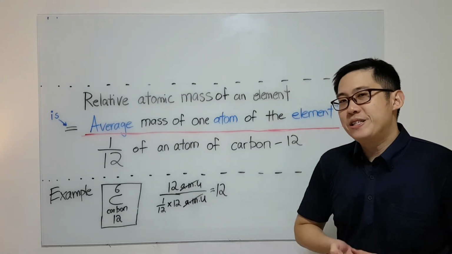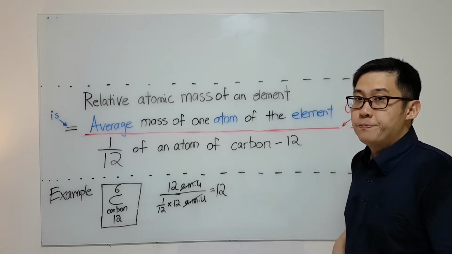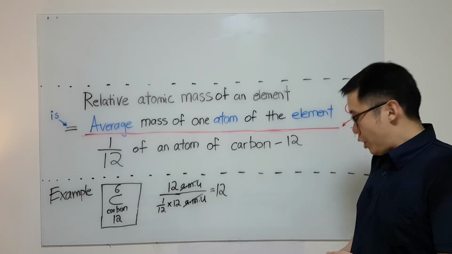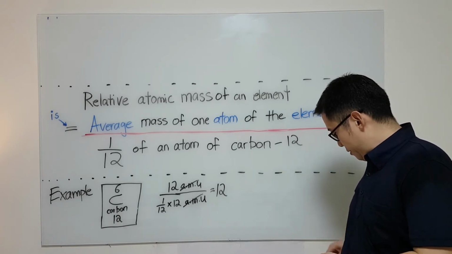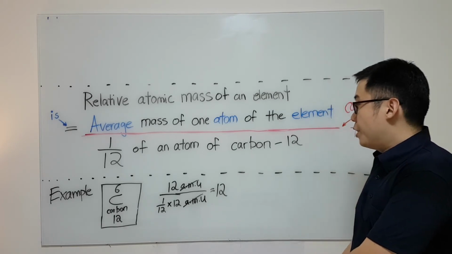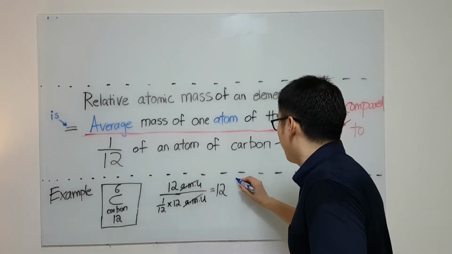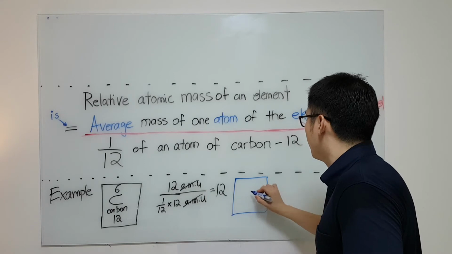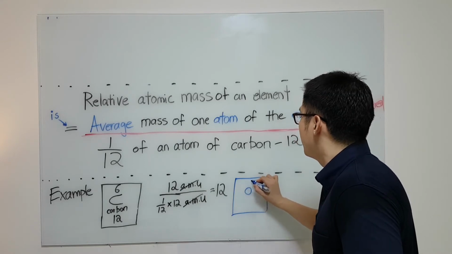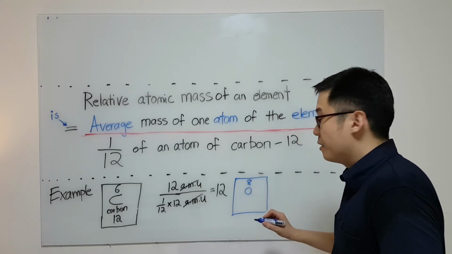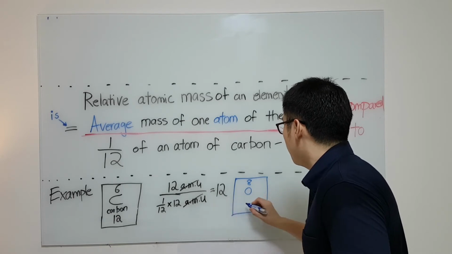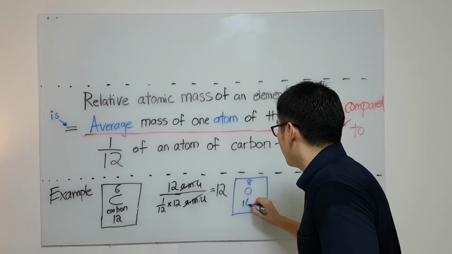Now, let's consider another example. Another example that you can consider is oxygen. Now, your oxygen from your periodic table has 8 atoms. It has an atomic mass of 16.